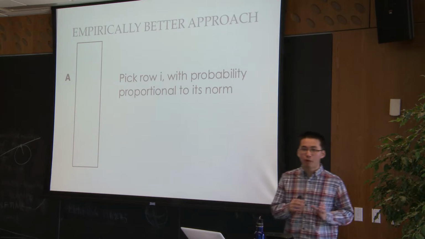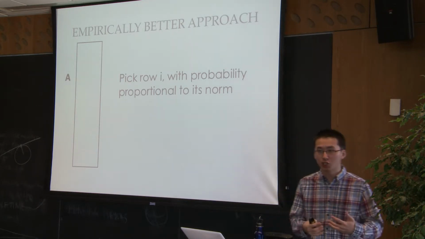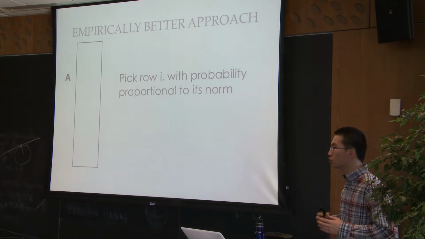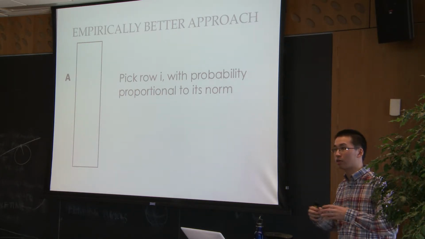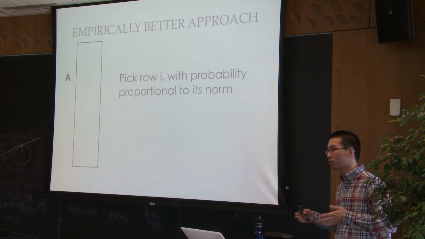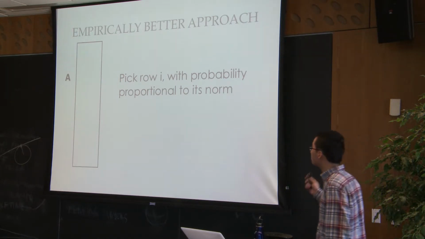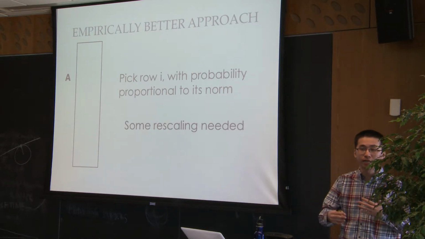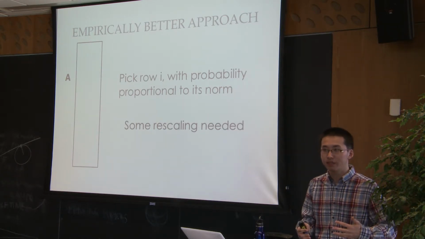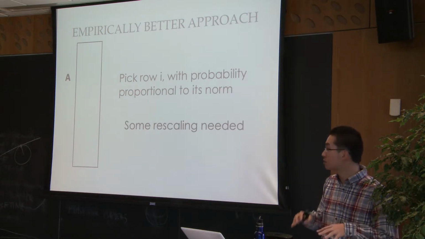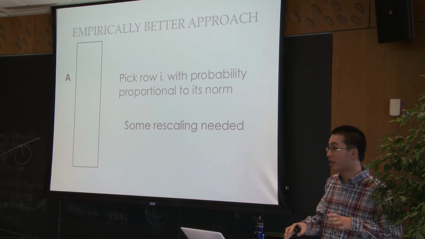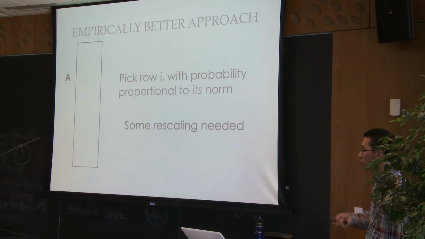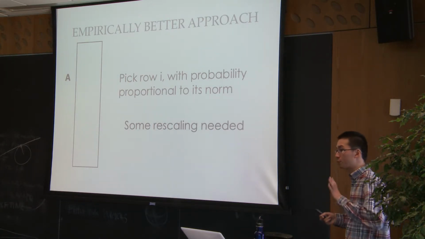One way that in practice people seem to get around this issue is to pick the rows with probability proportional to their row norm. So you pick the rows with probabilities equal to the sum of squares of their elements. Because this is non-uniform sampling of the rows, there needs to be some rescaling to keep the expectation the same. For this talk, I'll try to sweep that under the rug. So we're just assuming we're picking some rows.